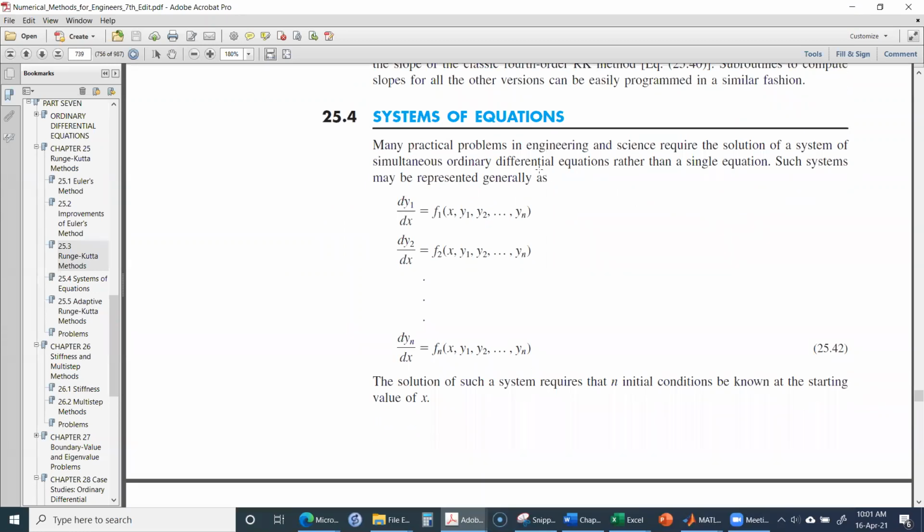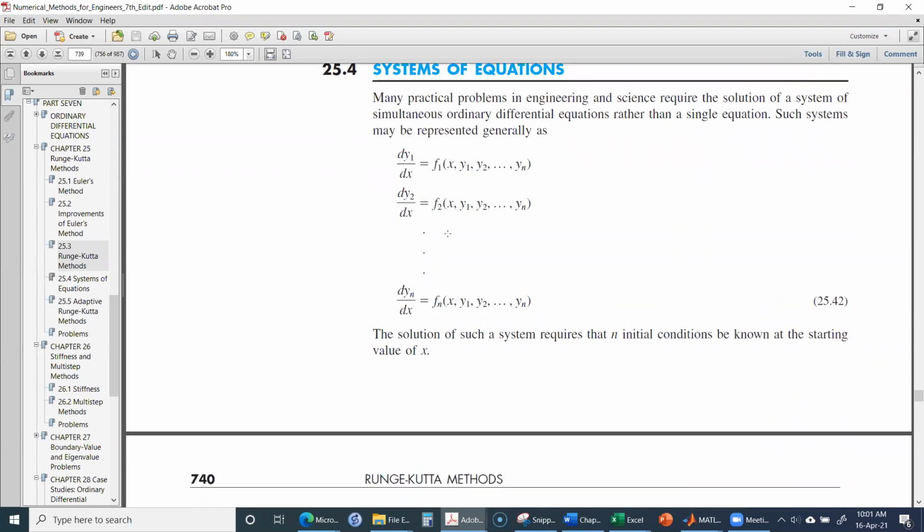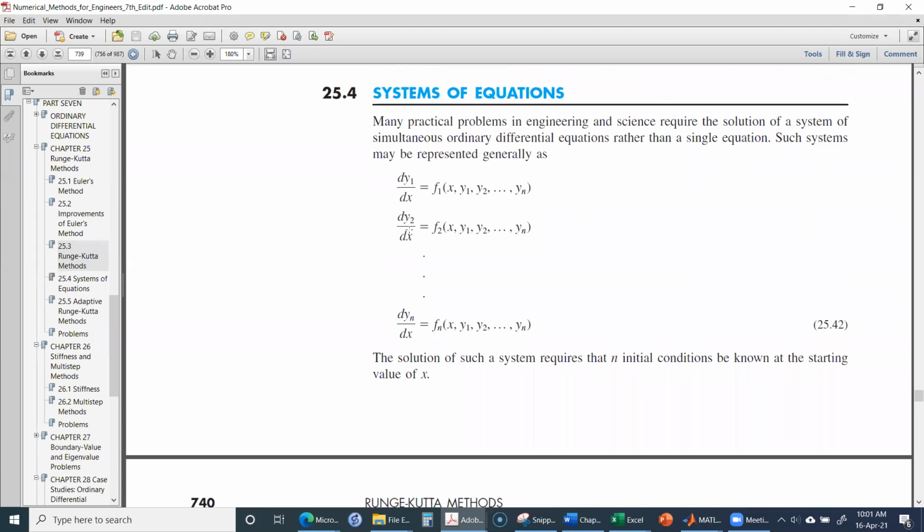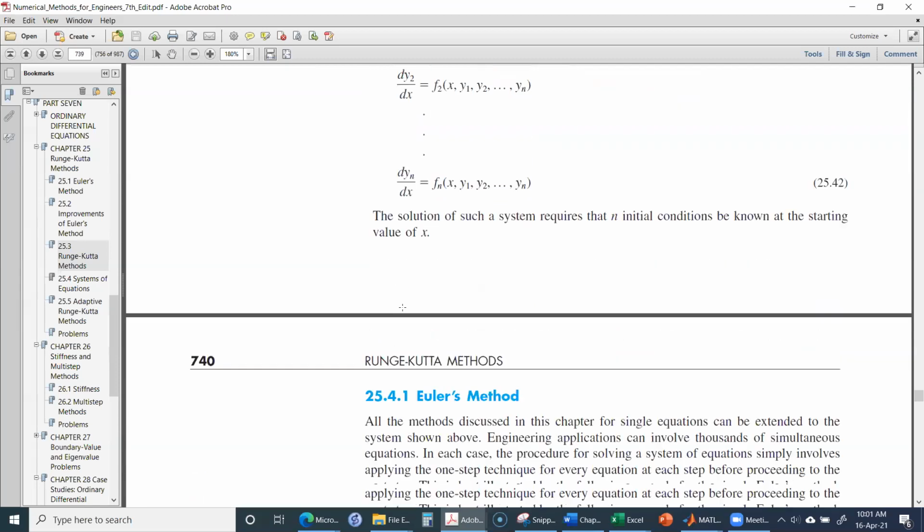Now today we will cover systems of equations. In systems of equations, we have the situation when we have more than one differential equation in the form dy over dx. The first differential equation is in the form of dy1 over dx, where y1 is the dependent variable and x is the independent variable. The second equation is in the form of dy2 over dx, and so on.